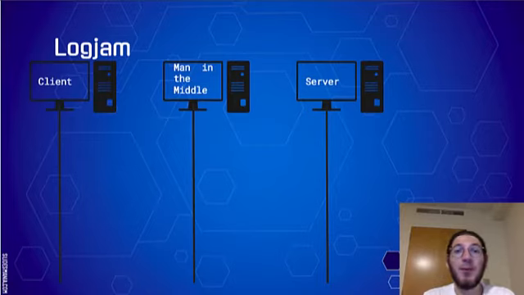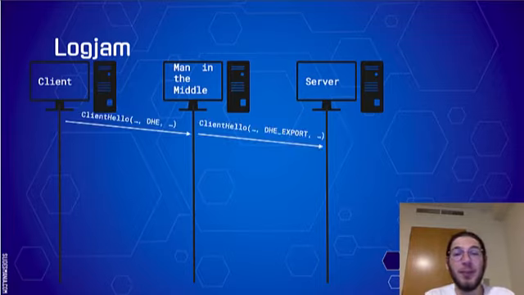Logjam exploit uses a man-in-the-middle attack, which means a malicious computer pretends to be the server when communicating with the client and pretends to be the client when communicating with the server in order to intercept the communication between them. Again, the client sends the client hello message, which is intercepted by the man in the middle. And lucky us, among the key exchange algorithms listed, there is regular Diffie-Hellman.